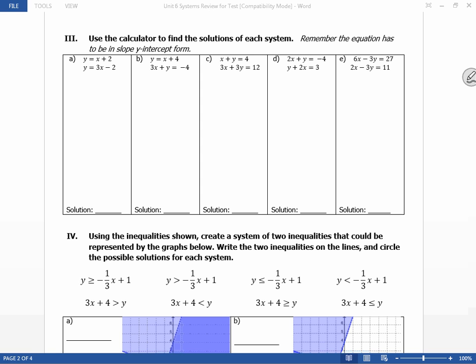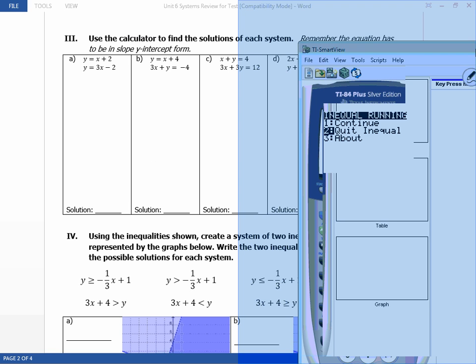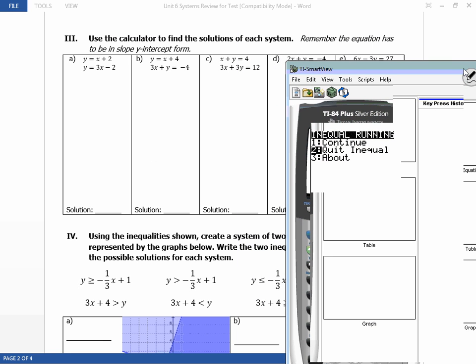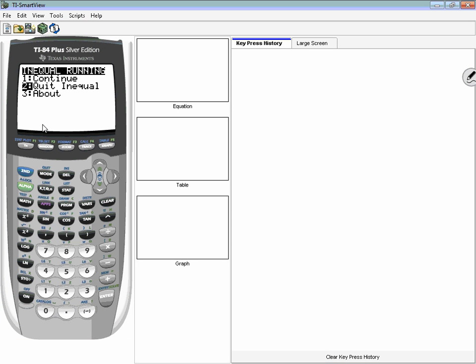Bring it on over here. Maybe. Here we go. Come on. You can do it. Oh, my calculator just went haywire. It doesn't like recording. Hold on, I'm going to have to restart. There we go.